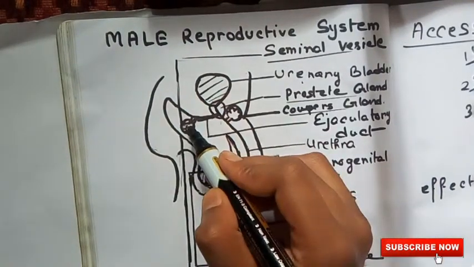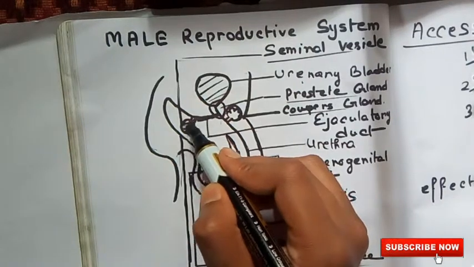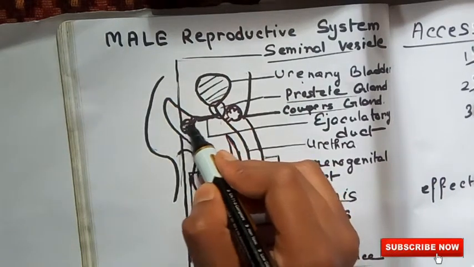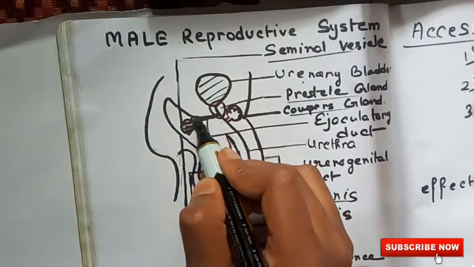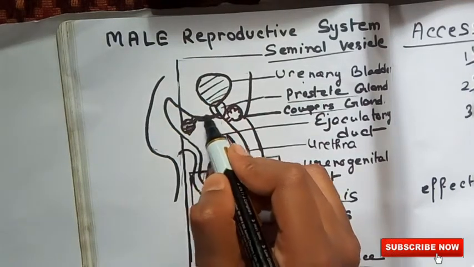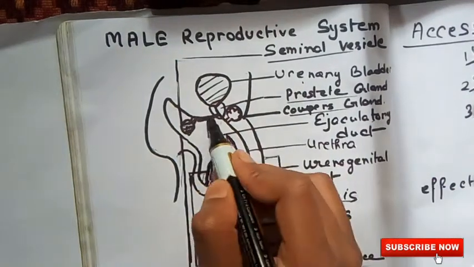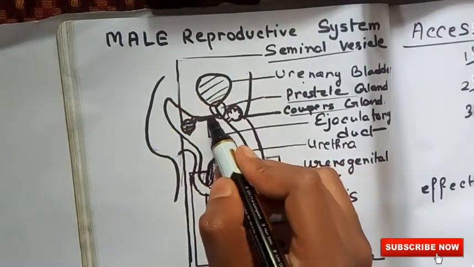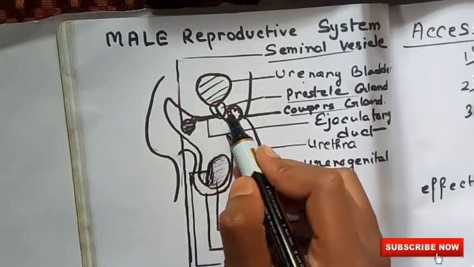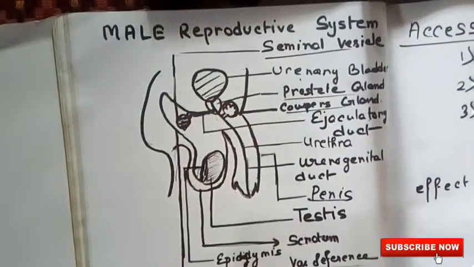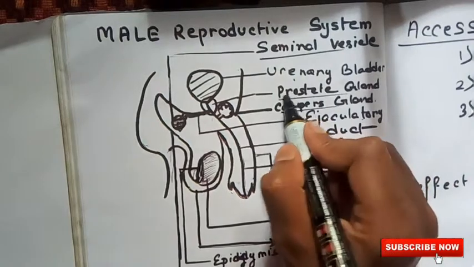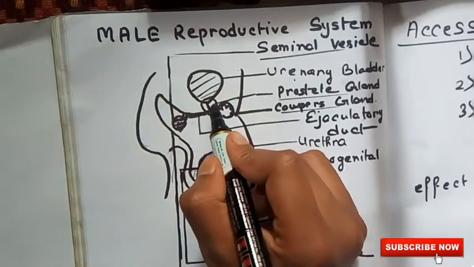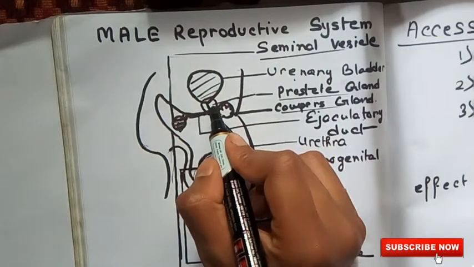Then the seminal vesicle secretes a liquid which acts as a medium for the sperm. Then it goes to the ejaculatory duct. And then the prostate gland. The prostate gland secretes a fluid which acts on the motility of the sperm.